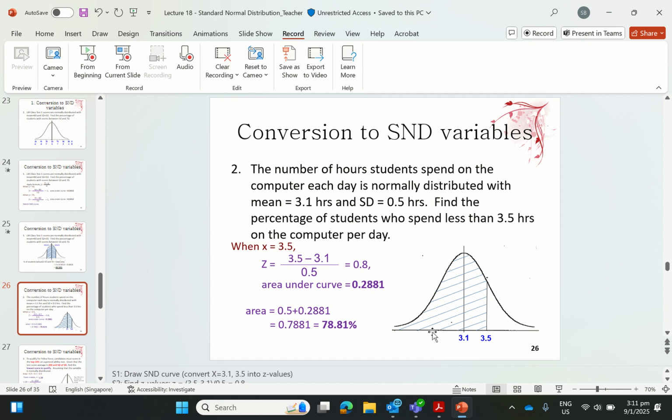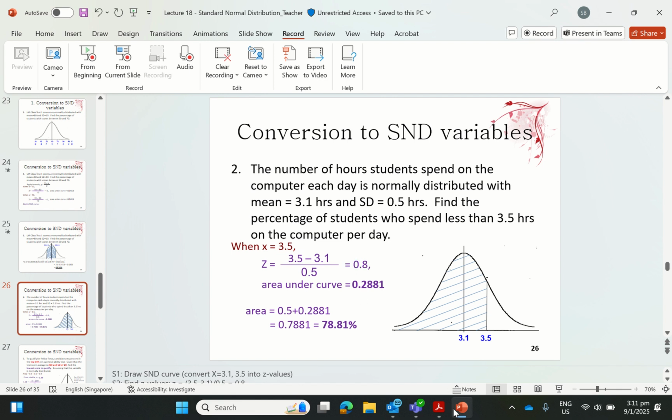Anything less than 3.5, how many percent is this? All right, so we already know the left side here. Just now remember, total area of the curve is 1. So the half of the left side here is 50%. So we already have one part done, 0.5, 50%. Now I need to find this area. So use the formula. This real life value is 3.5 hours, so I convert to Z: 3.5 minus the mean divided by SD. So my Z value now is 0.8.